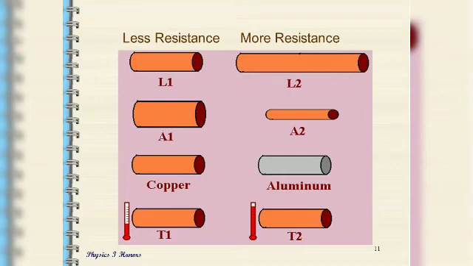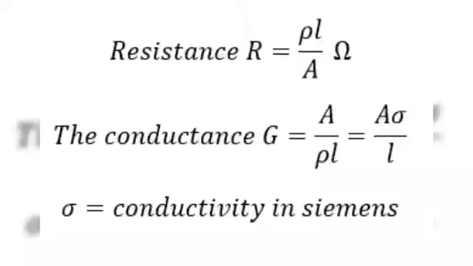Temperature T1 of the conductor is less, so less resistance. If you give more temperature, more collision of electrons will be there and more resistance will be there. So these are the factors on which the resistance depends: length, area, material of the wire and the temperature. These are the factors affecting resistance. Now let us see the next slide.